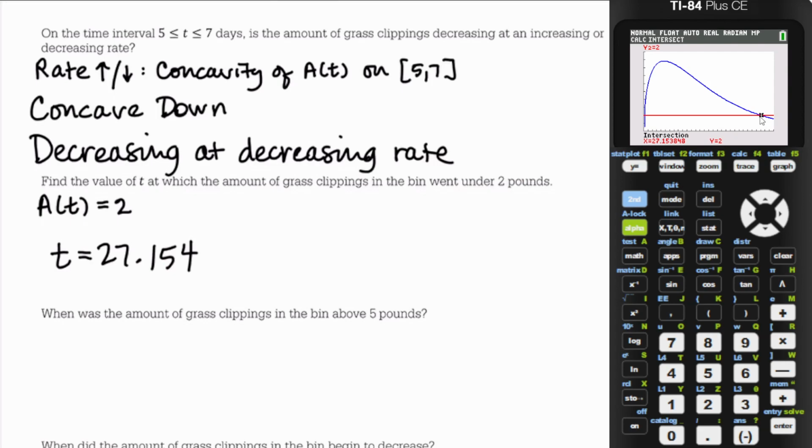And so when was the amount of grass clippings in the bin above 5 pounds? I'm just going to go in and change it from 2 to 5. Look at the graph again and find both of the intersections. I think between these two times, the amount was above 5. So calculating an intersection, blue, red, that's going to give me the ending time value since I guessed over there. That's 15.925.